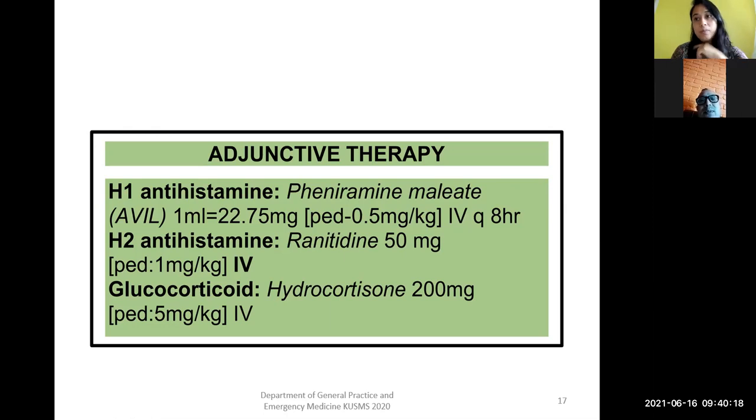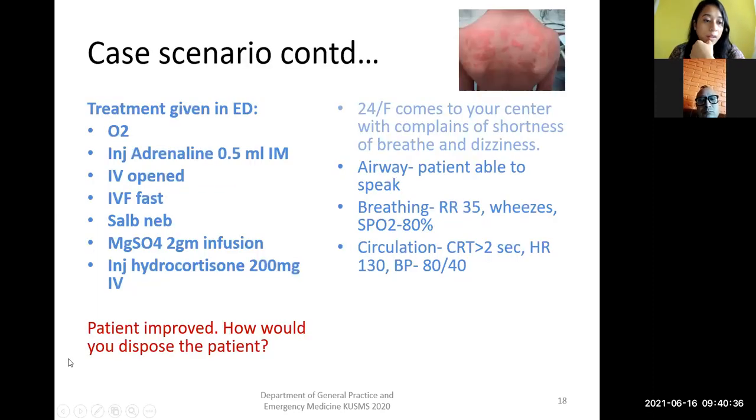But you need to remember that these are adjunctive therapy and these should come later in your mind. Whenever you are in a team, one of the team members can start adrenaline, and at the same time, the other team members can prepare these adjunctive therapy. Yes, that was a very important point. Adrenaline IM is the main treatment that we should start.